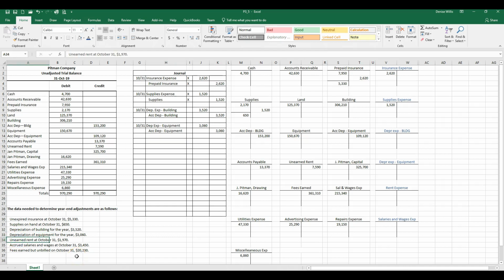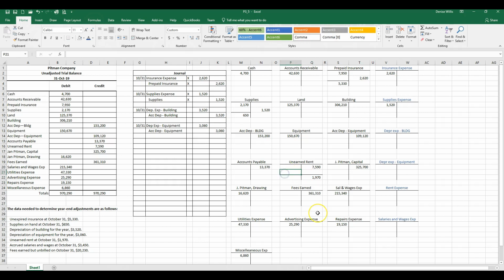Unearned rent at October 31st is $19.70. Okay, this is another one where they're giving us the ending balance. We have an unearned rent account. You can see it right here. Remember, unearned rent is a liability. We have been paid in advance for somebody else to rent something from us. They paid us in advance. They have now used up part of that. So at this point, only the $19.70 is still unearned. So that's an ending balance. We want our ending balance to be $19.70.